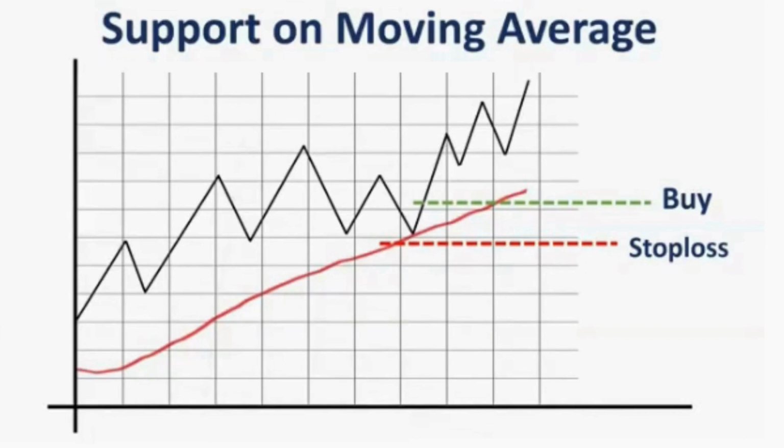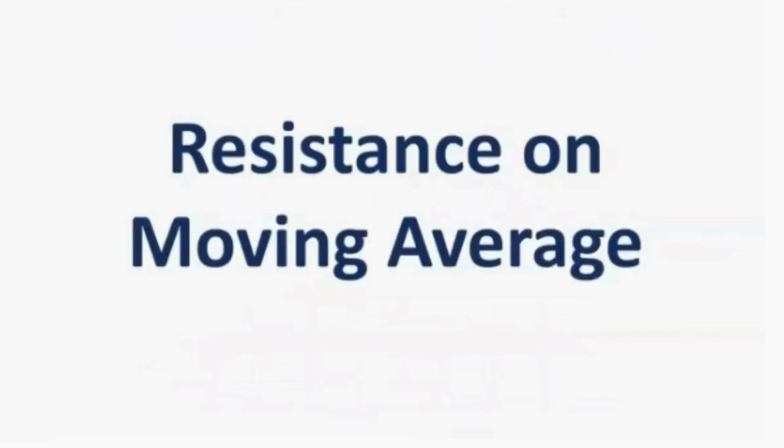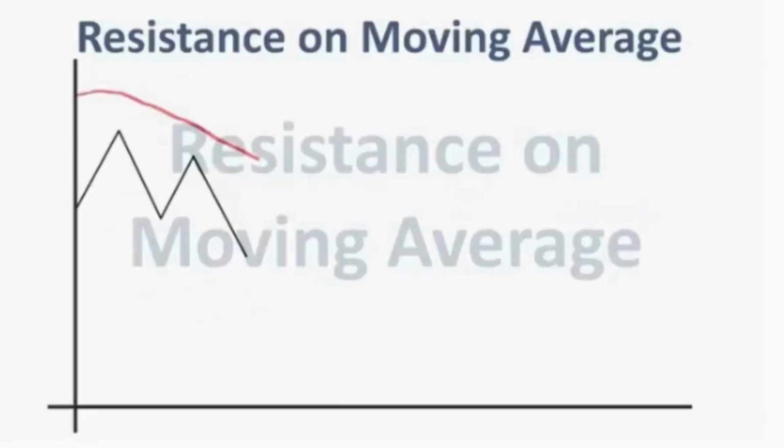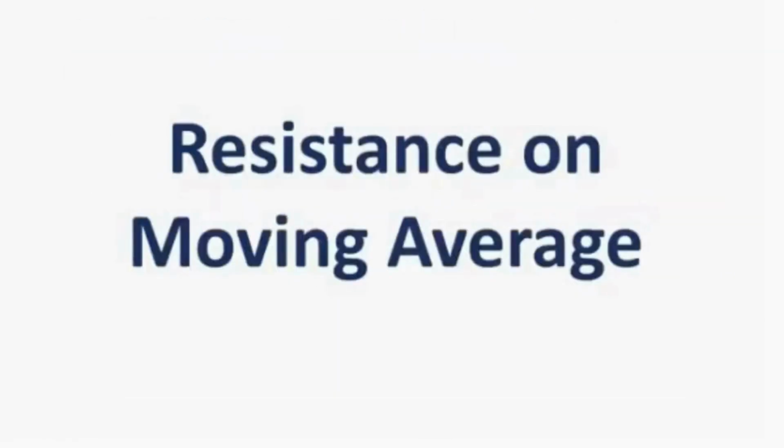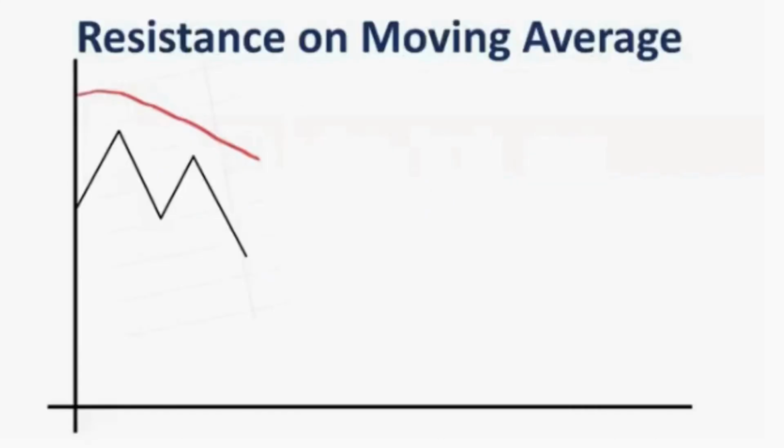Okay, so that's how you trade on the support with moving average. Next concept that we will understand is resistance on moving average. Now on the screen you can see a black colored price and a red colored moving average. The price is in downtrend. So firstly, you have to make clear that you will only look for selling. And so you have to find resistance and not support.